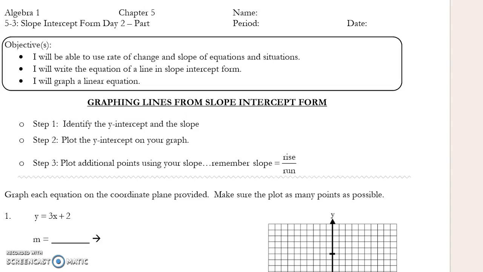Yesterday we spent the day talking about writing your equation in slope intercept form. Remember that's y equals mx plus b. Today we're going to take that form and we're going to graph the actual line. So we're going to work backwards today.